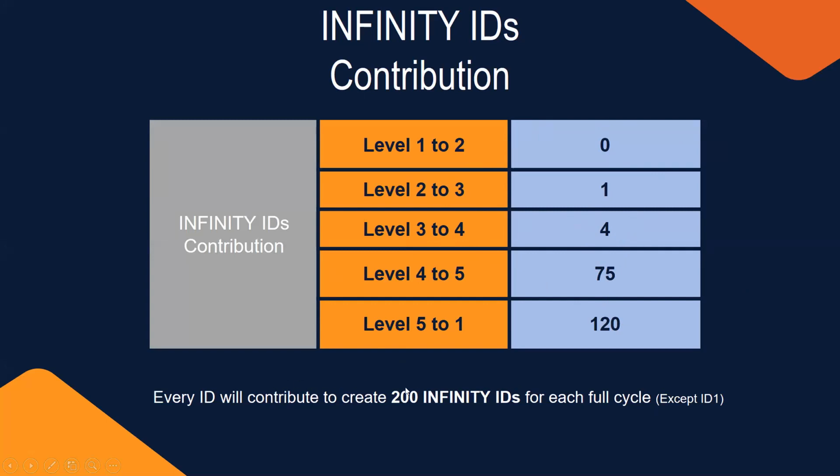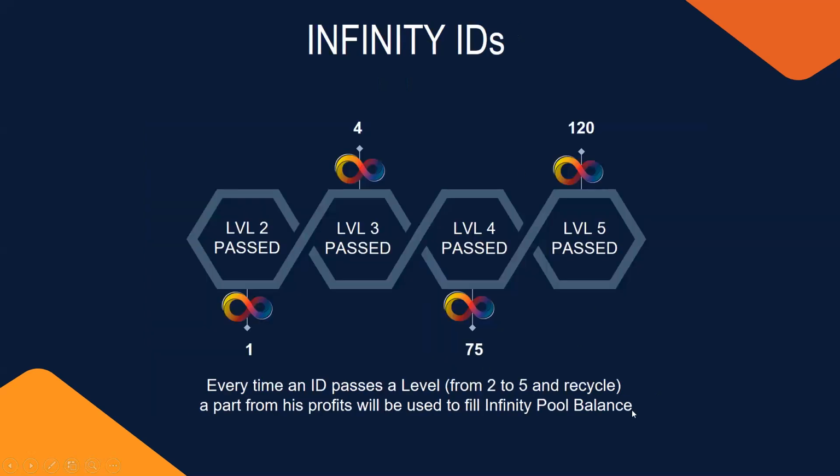So in one cycle, each person will be contributing 200 IDs cost. Here, when you are passing level 2, you get your commission to your wallet, and the remaining part goes to the Infinity Pool balance. Passing level 3 to 4, you get your commission to your wallet, and then you contribute 4 IDs going to the Infinity Pool balance. This is like 4 by 200 is 800.